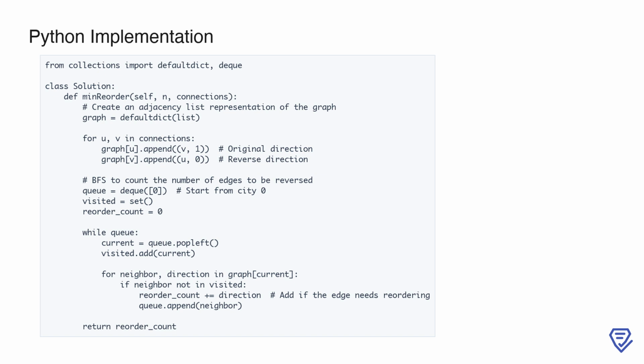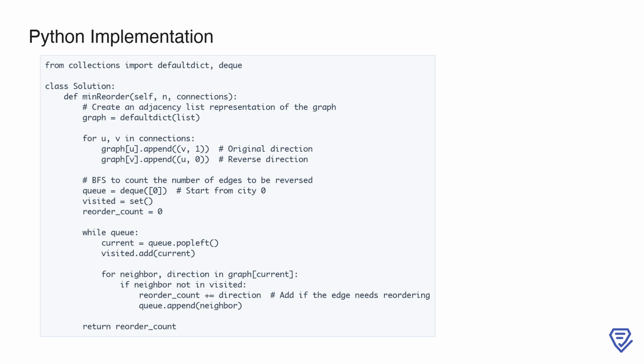The BFS starts from City 0, using a queue to manage the traversal, and a visited set to prevent revisiting nodes. For each city dequeued, its neighbors are processed. If a neighbor has not been visited, the edge's direction is checked. If the direction is 1, it indicates a road requiring reordering, and the reorder_count is incremented. The neighbor is then enqueued for further traversal.